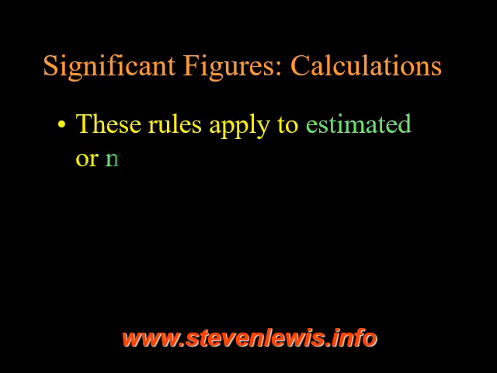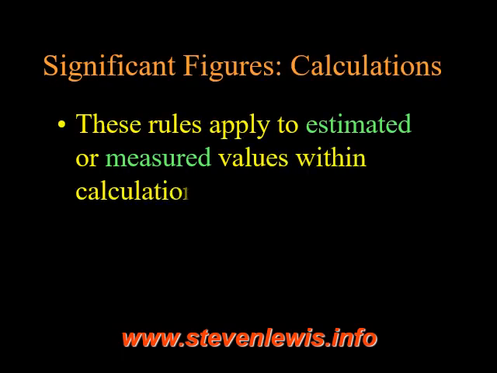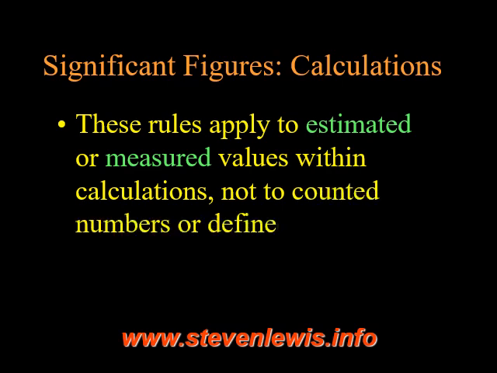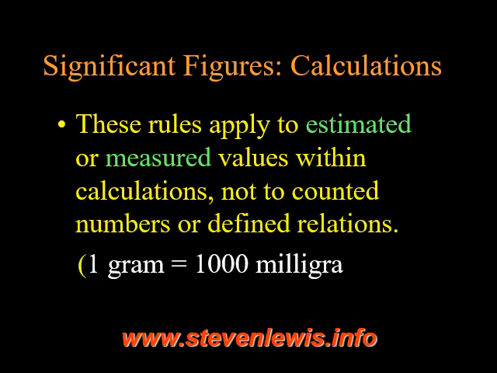These rules regarding significant figures and calculations apply only to estimated or measured values. In other words, values in which there is some uncertainty. They do not apply to counted numbers or defined relations. An example of a defined relation is 1 gram equals 1,000 milligrams, or 12 inches equals 1 foot. These are true by definition, not by measurement.